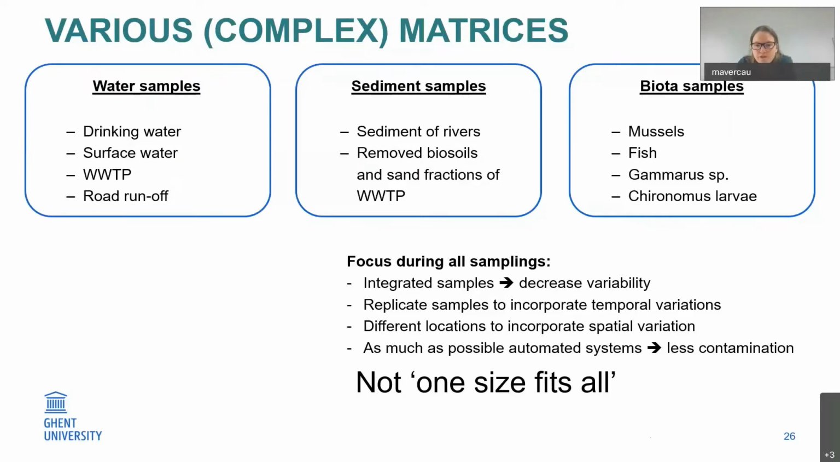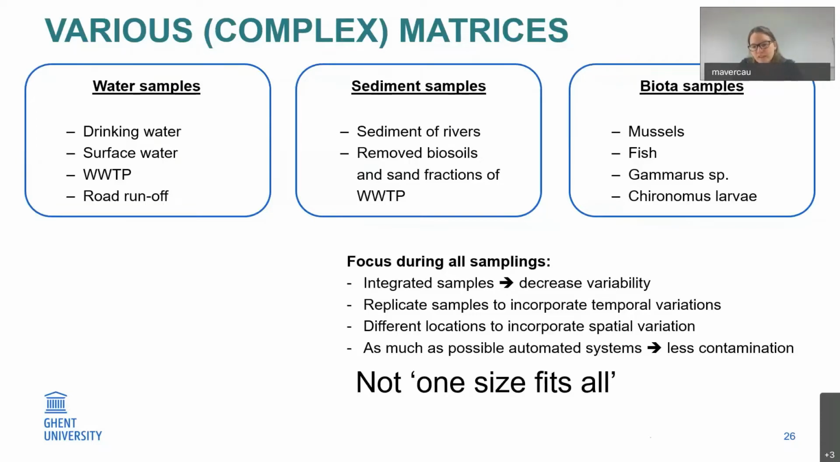Generally, we try to integrate samples as much as possible to decrease the variability. We take a lot of replicates to incorporate temporal variations, so replicates in time. We also include different locations to incorporate spatial variation, because that is also very important. And as much as possible, we use automated systems, because we saw that when we use automated systems, so a machine takes the samples and we don't have to handle any samples, this decreases the contamination of the samples a lot.